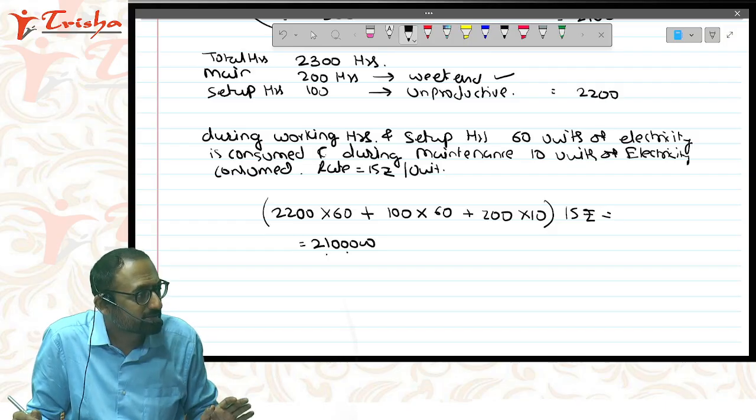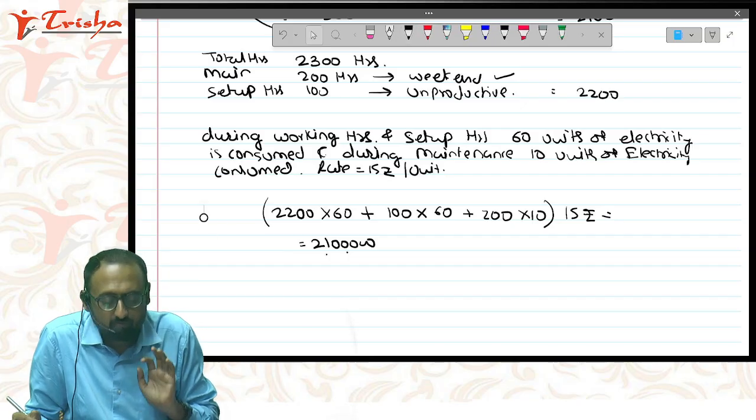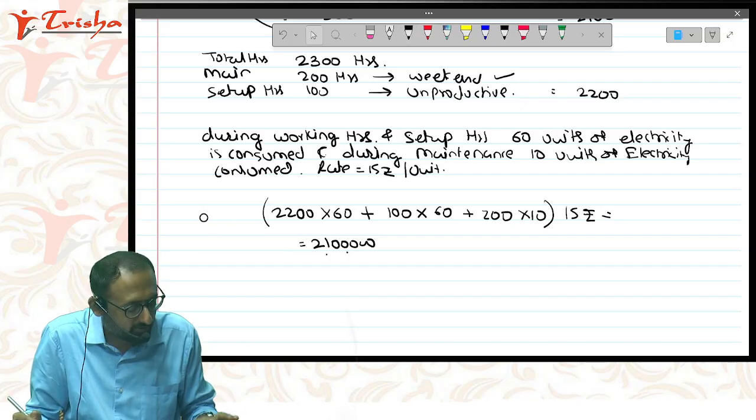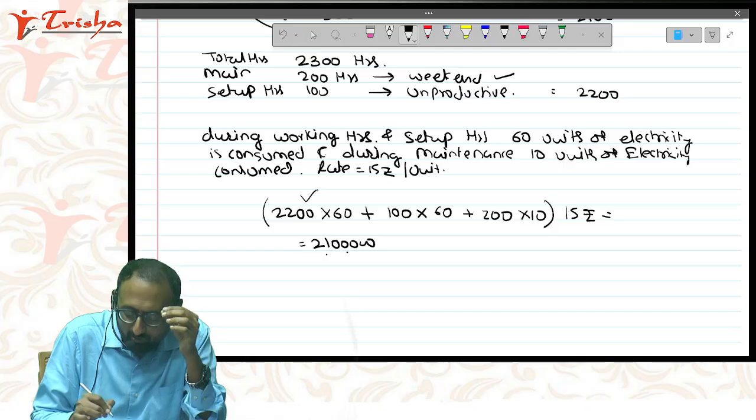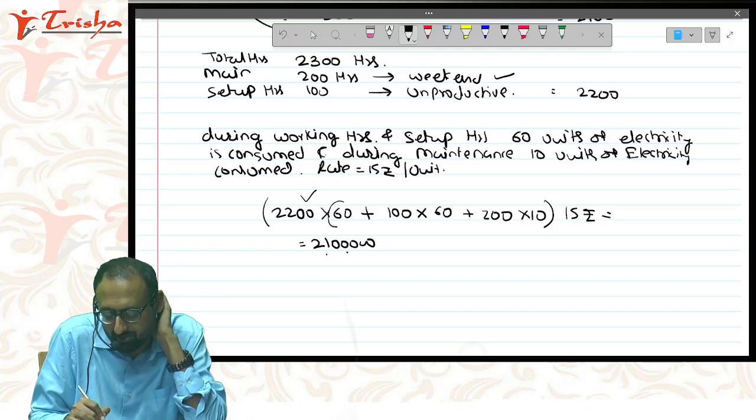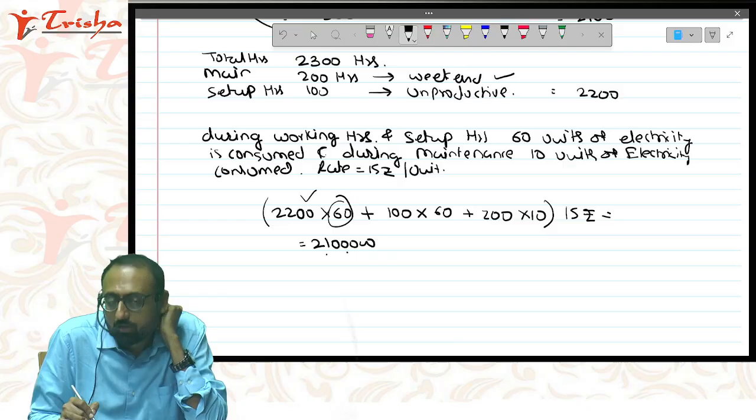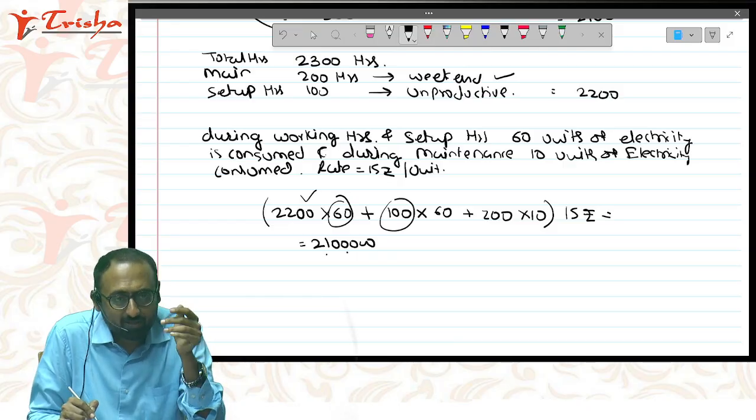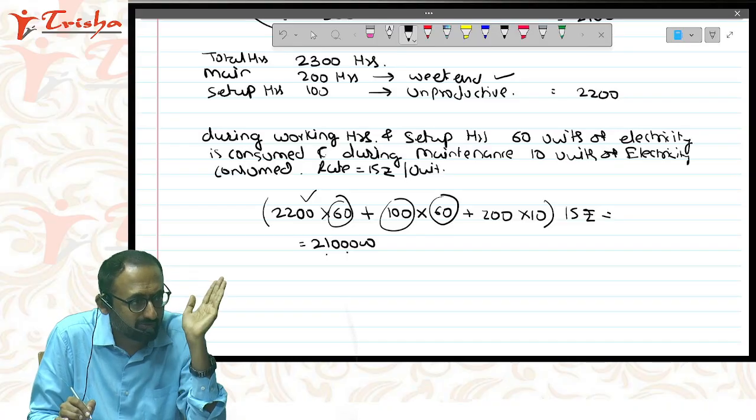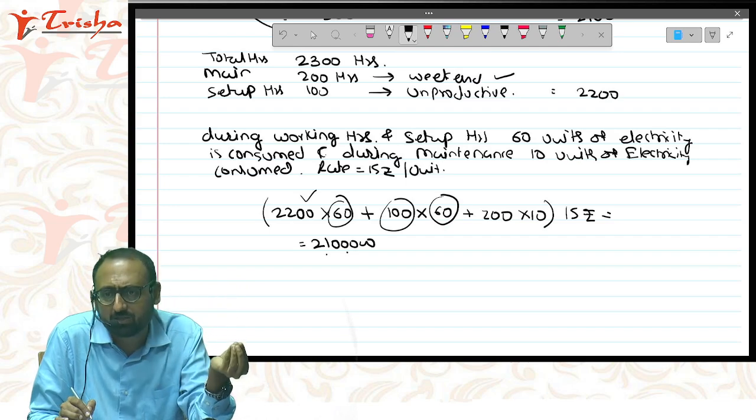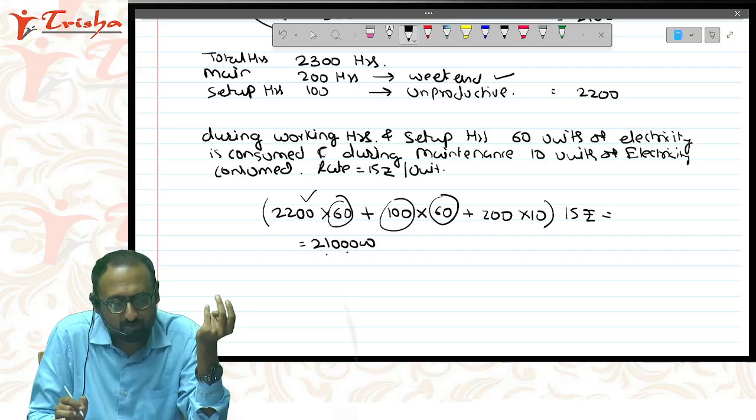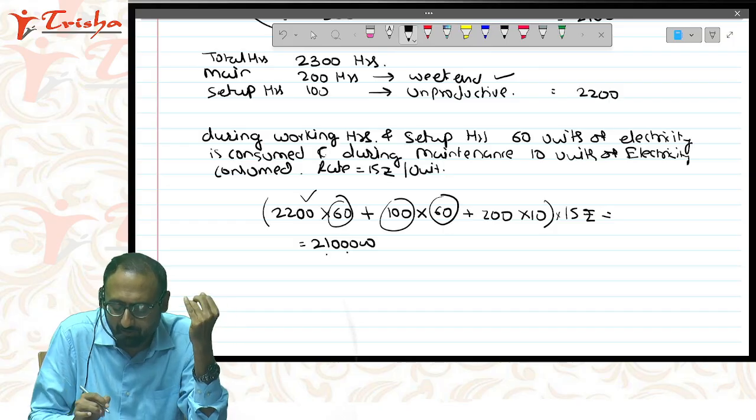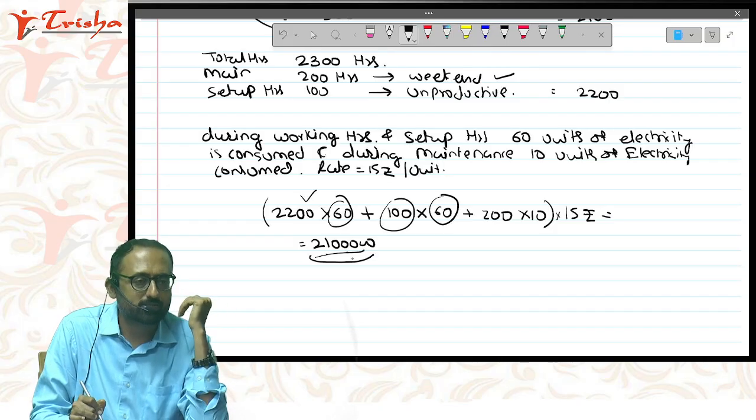Correct, Sarji, 21 lakhs. So this adjustment was to check, Sarji. I have done it very fast, so I don't know whether it is correct or not. So during the time the machine is working, 2200 hours, 60 units of electricity will be consumed. Sarji, 100 hours are your setup hours. In that also 60 units of electricity are consumed, and they have given that during the weekend maintenance also 10 units of electricity will be required. Into 15 rupees, the rate of electricity per unit. So 21 lakh will be your answer.